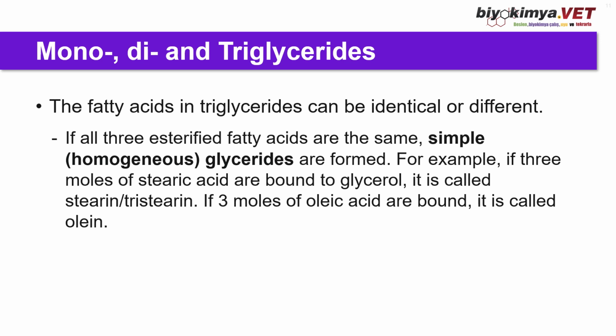Both animal fats and vegetable oils are highly complex esters of fatty acids with glycerin. This is why we call them glycerides for short, but I always prefer to say triglyceride to give a definite and concise definition. For example, if 3 moles of stearic acid are bound to glycerol, it is called stearin or tristearin. If we have a triglyceride carrying 3 oleic acids, we call it olein or triolein.